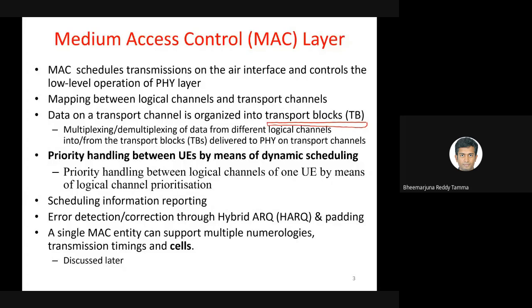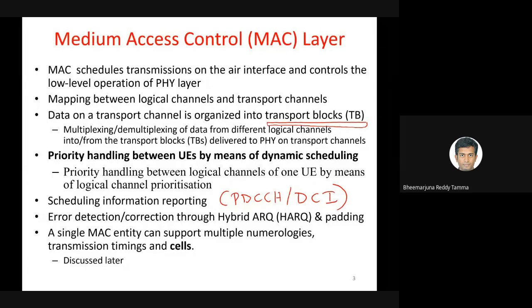For this, it uses something called PDCCH, the physical downlink control channel, in which it sends something called downlink control information. For error detection and correction, we use hybrid ARQ. If there is something left out, we use padding here, whereas at the RLC we are not doing any padding; there we are doing segmentation.